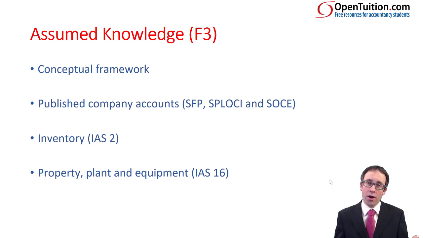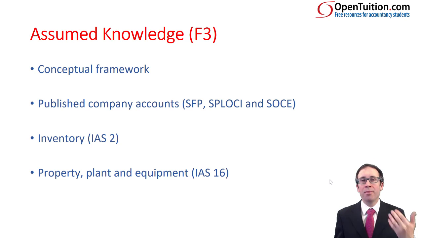Published company accounts, you should know what those company accounts look like. If you don't, how on earth did you pass financial accounting? You must have done well. Inventory, lower of cost and net realizable value, is effectively it. That's what we're going to recap. Property, plant and equipment, PPE, IAS 16: capitalize, depreciate, revalue upwards, dispose, and get yourself a gain or loss. We'll just add bits and pieces to that.